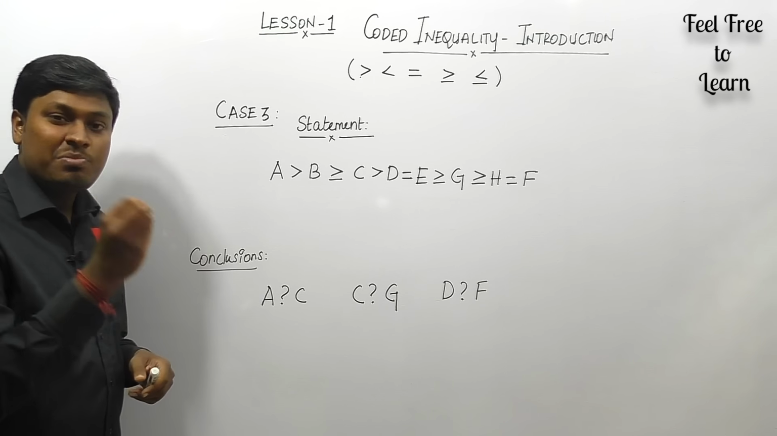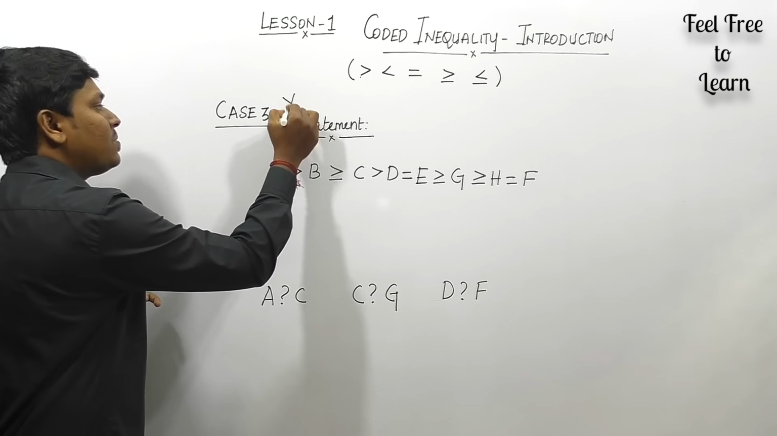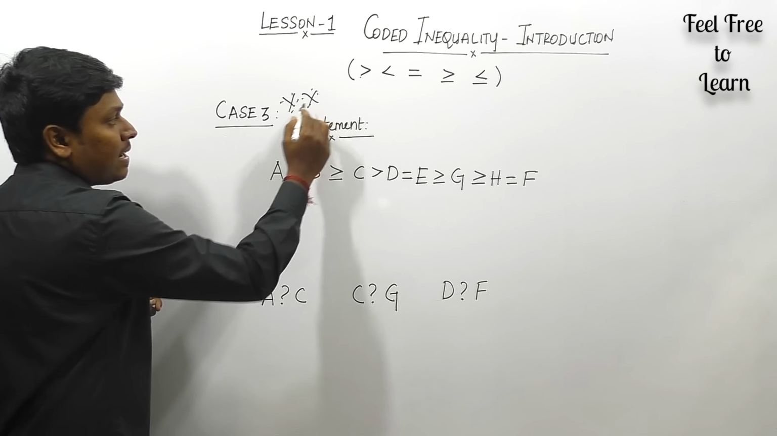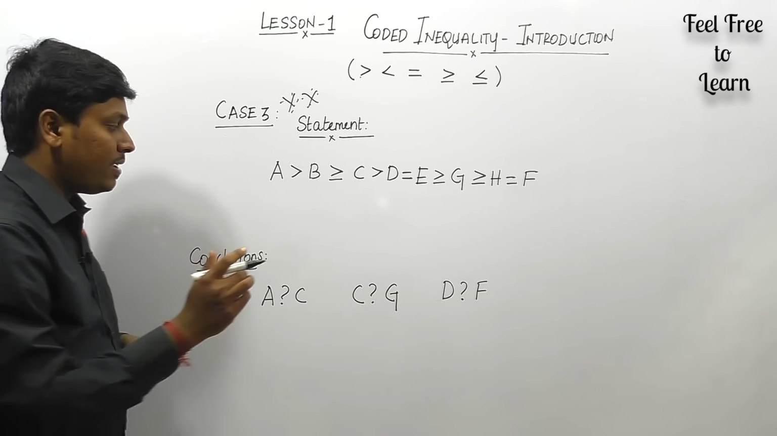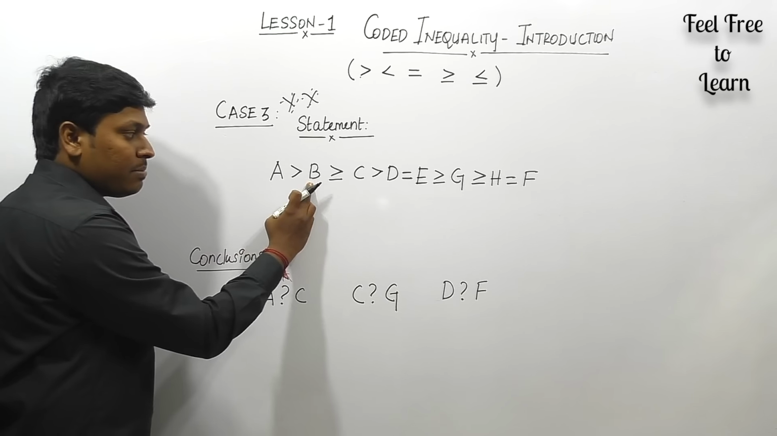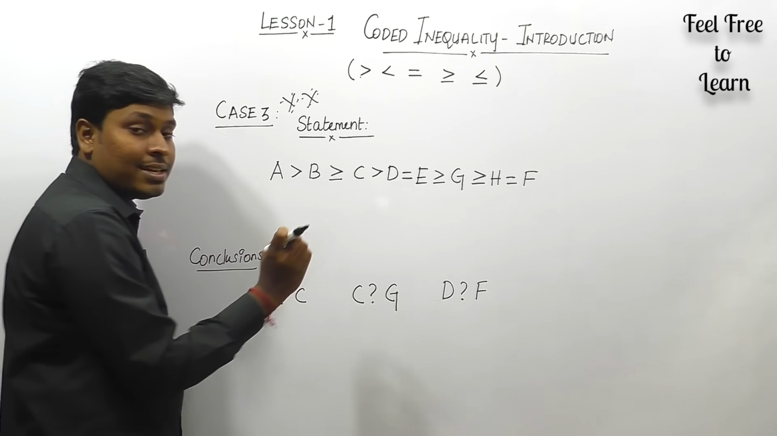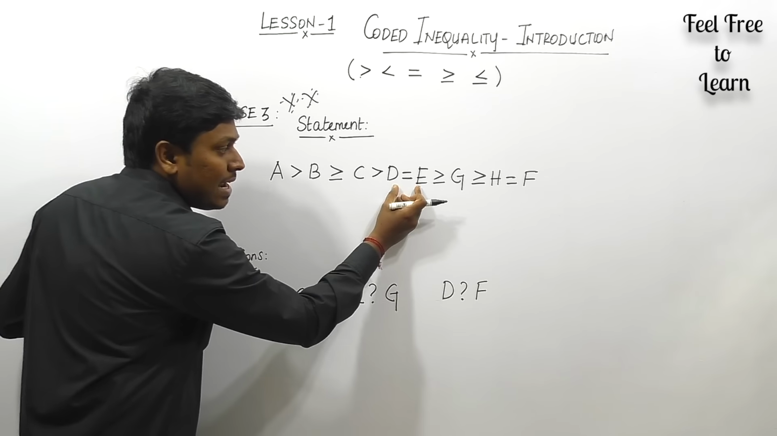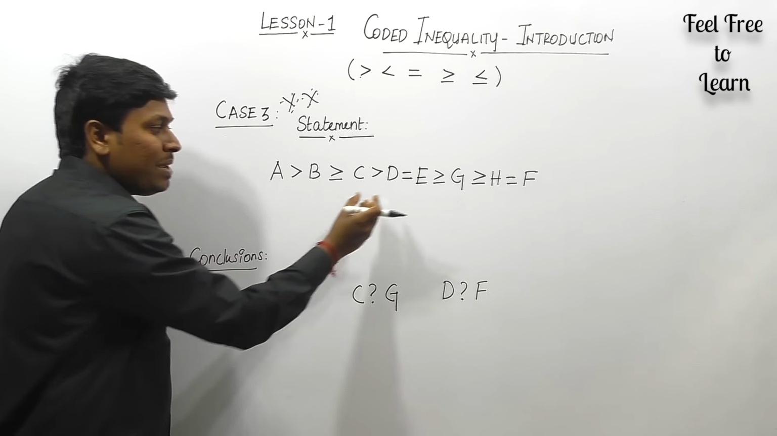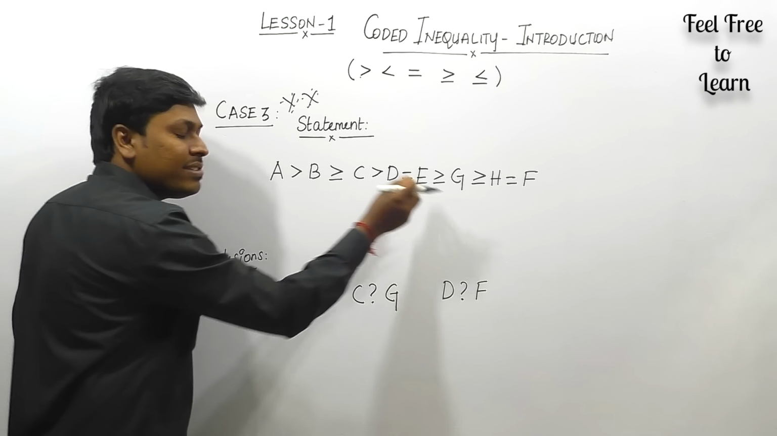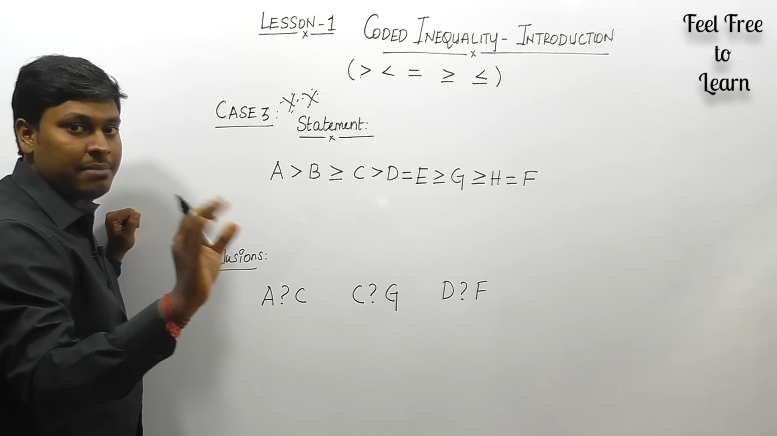Case number 3 is most important, where most of the students make a mistake again and again. Listen carefully. Case number 3 is A greater than B greater than or equal to C, C greater than D, and listen here, D and E both are equal. So the meaning is, if D is 9, E is also 9. D and E both are equal.